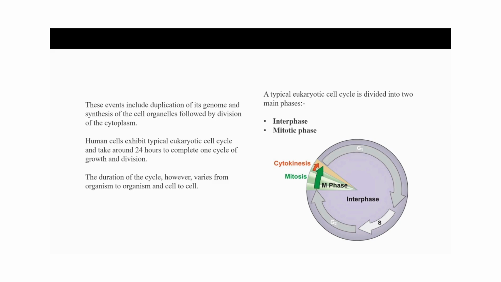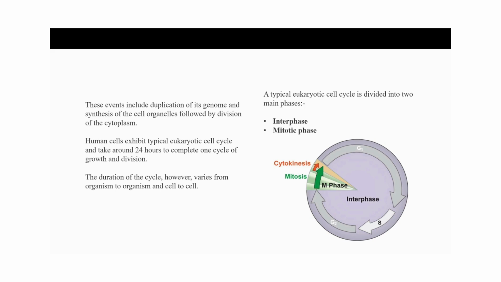So what happens in the division of a cell? One cell duplicates into two cells by the duplication of its genetic material as well as other cell organelles. For example, here we are discussing the division of a eukaryotic cell. The time taken by one cell to divide into two daughter cells in the case of humans is around 24 hours, but it varies from organism to organism.